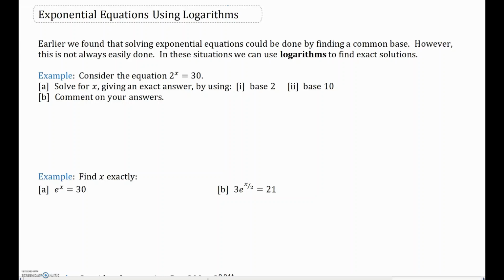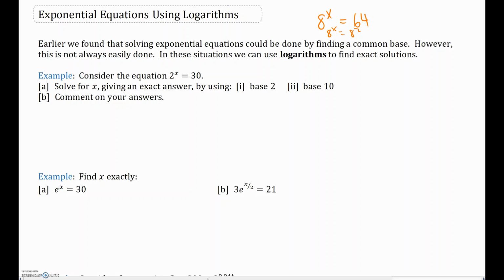So let's get started. Earlier, we found that if you had an exponential equation, like 8 to the x equals 64, and you wrote them in the same base, it made this a lot easier. You said 8 to the x equals 8 squared, or maybe you put it in base 2, and you told me that x was 2 and life was good. But the bad news is that's not always easy to do. It's not always easy to write them in the same base. So we need another method, hence enter logarithms, which we know are the inverse of exponentials.